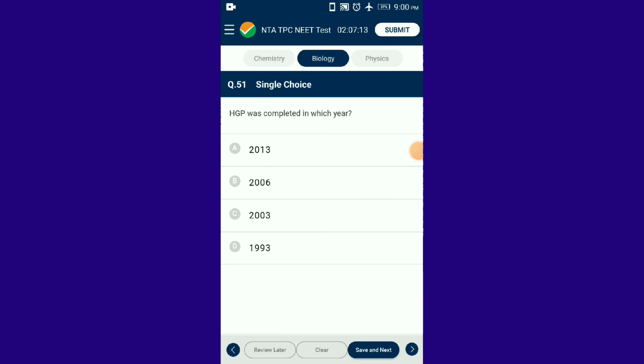Question number 51. Human Genome Project was completed in which year? Human Genome Project was completed in the year 2003. The Human Genome Project was started in 1990 jointly by the US Department of Energy and National Institutes of Health.